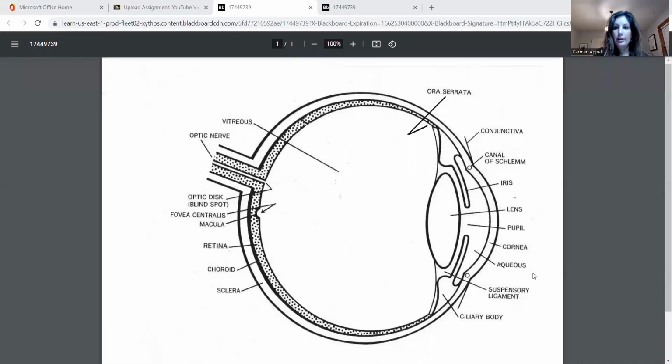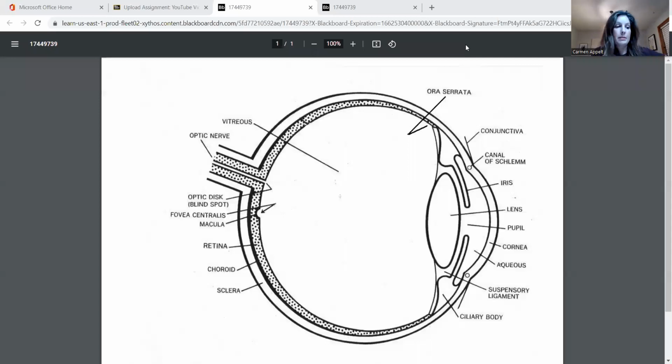Hello, my name is Carmen Appelt, and I'm currently enrolled in the eye anatomy class for the fall 2022 semester at Texas Tech. This is a short video labeling 18 parts of the eye and listing their functions. I'm going to share my screen with you so we can see the diagram together.